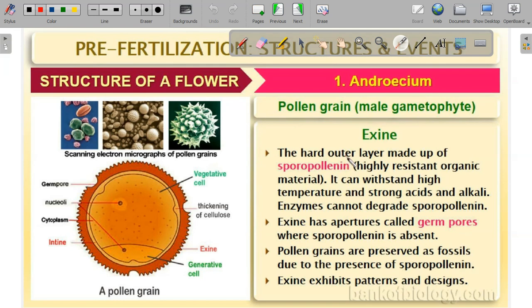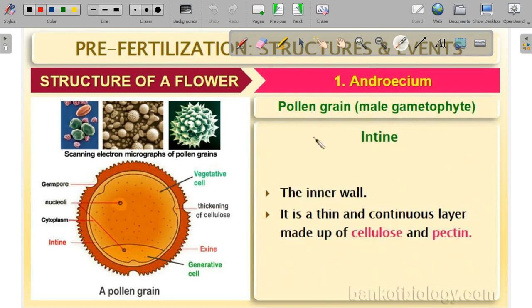The hardest outer layer, the exine, is made up of sporopollenin, a highly resistant organic matter. It can withstand high temperature, strong acids and alkali. Enzymes cannot destroy sporopollenin, as far as is known, and it is absent in an area called the germ pore. So the pollen grain can be preserved as a fossil because of sporopollenin. Next we'll look at the intine layer. It is made up of cellulose and callose. The pollen tube comes out through the germ pore, but the actual layer from which it arises is the intine layer.